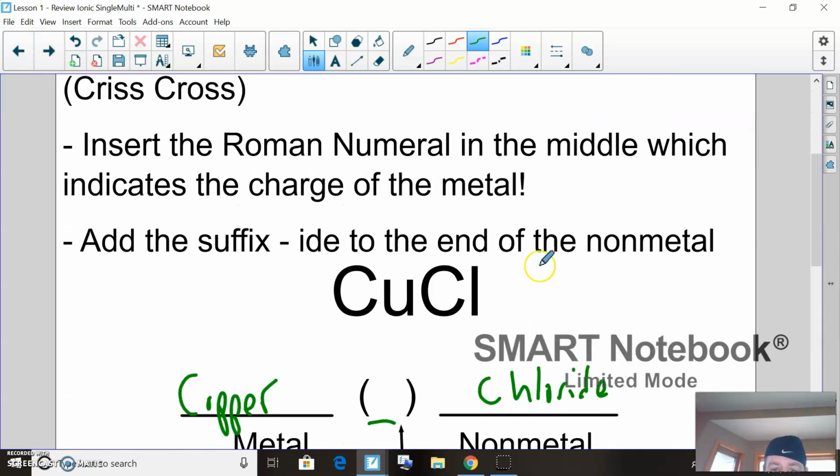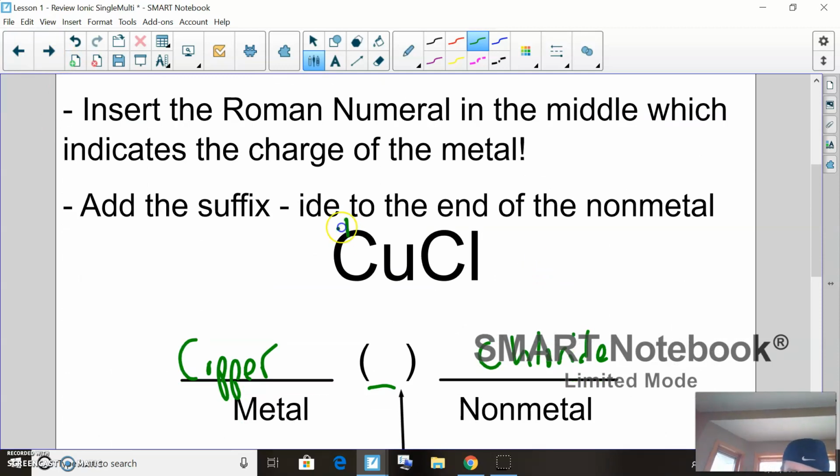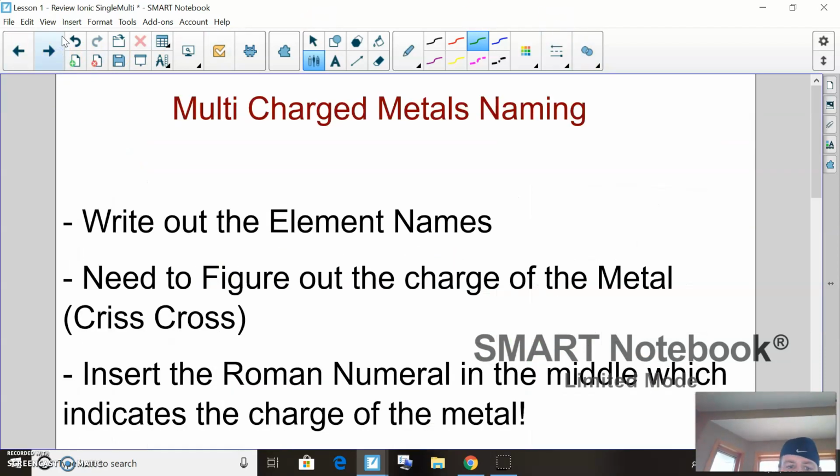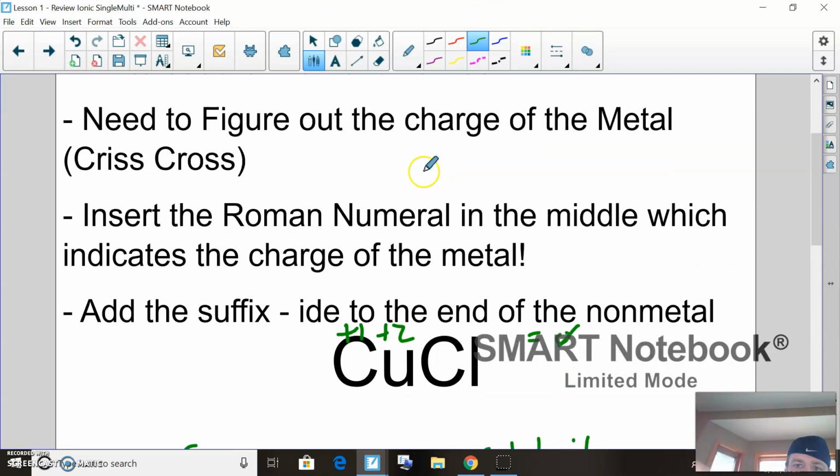Alrighty. Now there's a couple tricks. Copper can be +1 or it can be +2. All right. Now the question is, we got to make sure it's equal to 0. Every compound has to have a net charge of 0. Well, what's chlorine's charge? Chlorine is over here, and it is -1. So if it's -1, which one of these charges will get me to 0? Well, +1 -1 equals 0.